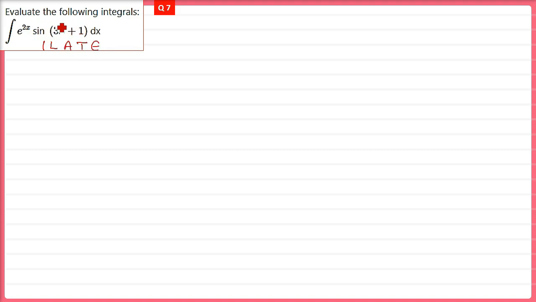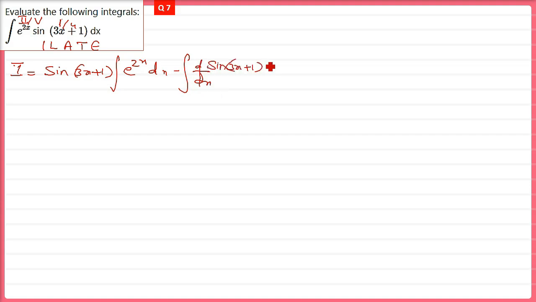This is of the form e raised to x sin ax plus b. So just call sin 3x plus 1 the first function, and e raised to x will be the second function. So this I will be equal to the first function, sin 3x plus 1, which remains unchanged, times the integration of e raised to x dx, minus the differentiation of sin 3x plus 1 times the integration of e raised to x dx.